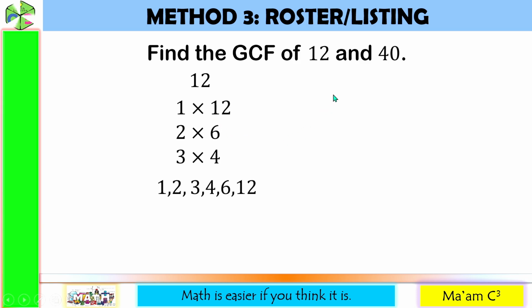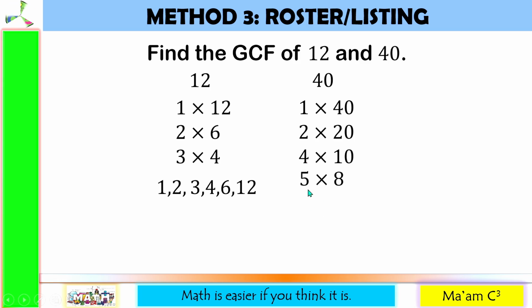I'm going to do the same thing with 40. 40 is a product of 1 times 40, 2 times 20, 4 times 10, 5 times 8. No more. 8 times 5 is the same as this one. So these are all the factors of 40. Let us rewrite them in ascending order: 1, 2, 4, 5, 8, 10, 20, 40.